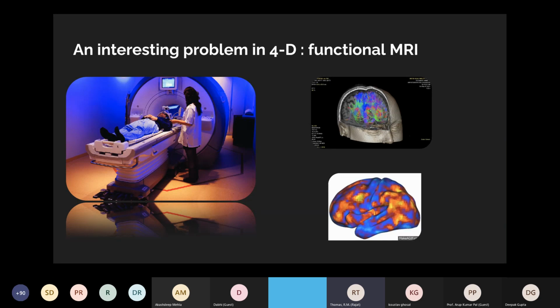Then I want to switch gears and talk about some of the work that we have been doing, which is on a far more complex problem. That is how to deal with 4-dimensional data. So I'll explain what functional MRI or fMRI is. So MRI is that a person goes into the scanner and you take a scan and you get one picture of your brain, right?